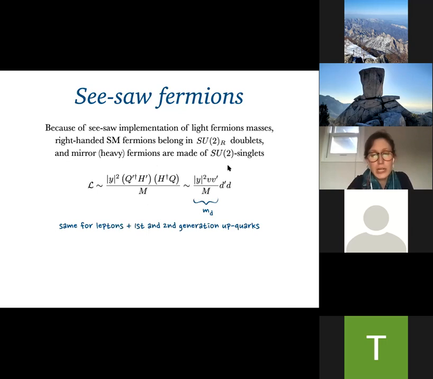Crucially, the right-handed component of this Dirac fermion belongs in an SU2-right multiplet. And this will be true for the down-quark sector, but also for leptons, as well as for the first and second generation of up quarks. The one exception, of course, is the top sector. The top quark is too heavy to implement the CISO mechanism. And in this case, both the top and its mirror partner are made entirely of standard model and mirror sector fields.